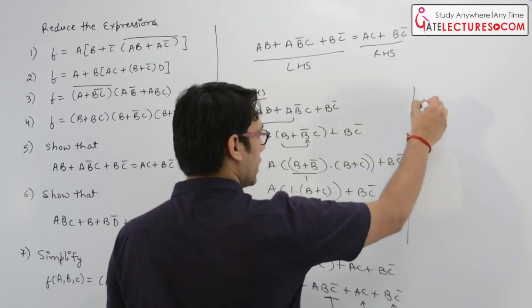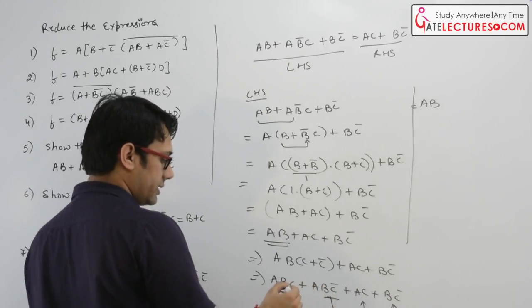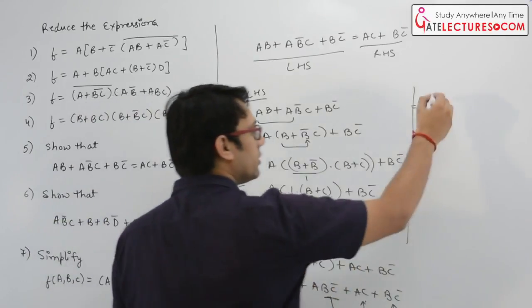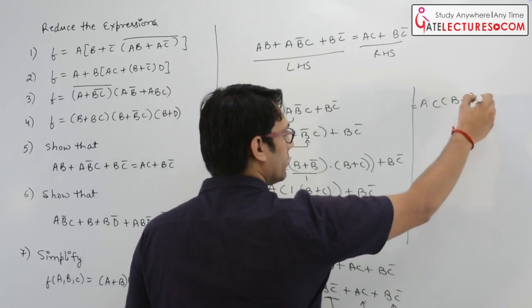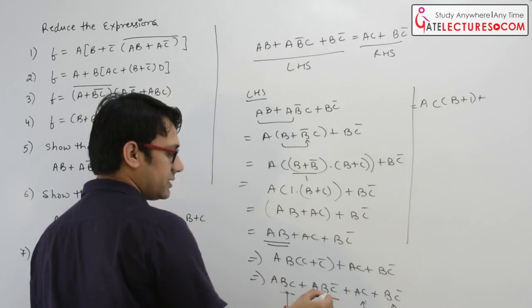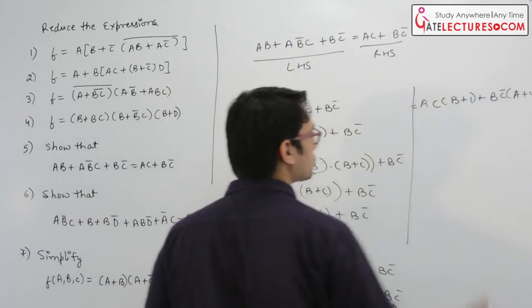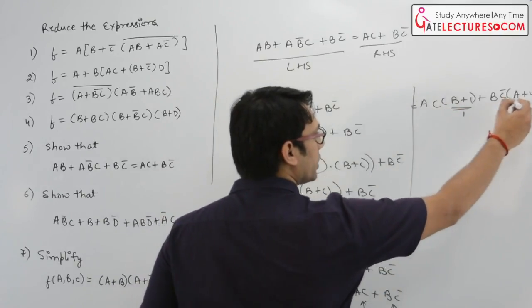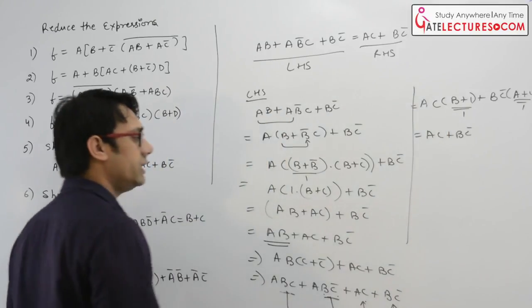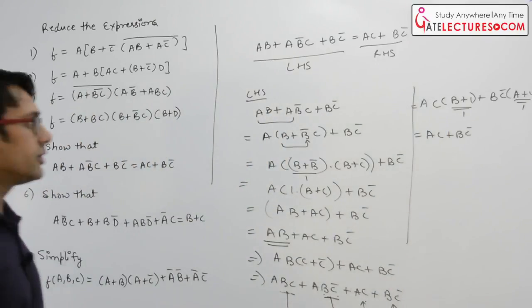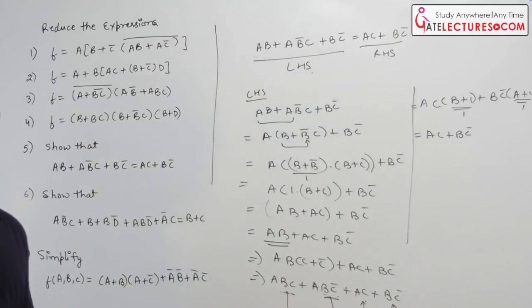So take AB as common between this and take AC as common between this and this. So if you take AC as common, it can be written as B plus 1, plus, if you take BC complement as common, it can be written as A plus 1. Further, this is equal to 1 and this is equal to 1, so it can be written as AC plus BC complement. Right? So hence left hand side is equal to right hand side. So we have proved that both these expressions are actually equivalent to each other.